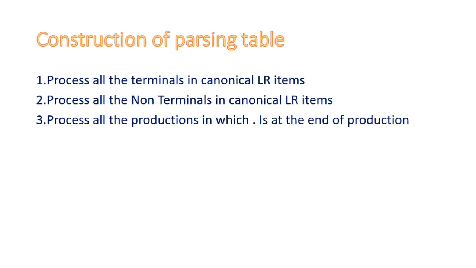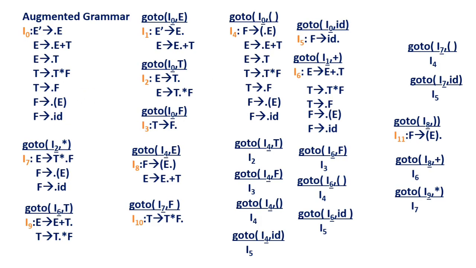Now, for constructing a parsing table, we come across three major steps. The first is to find all the terminals in the canonical LR items, then process all the non-terminals in the canonical LR items, and the third is to process all the productions in which the dot is at the end of the production. If the dot is at the end of the production, then we take the follow values and fill in the corresponding values. For convenience, I have put all these items here as canonical LR items.